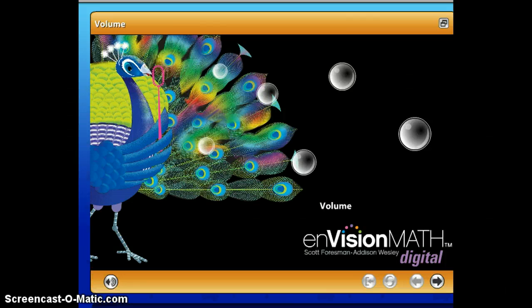Students will be able to determine volume of a solid object.